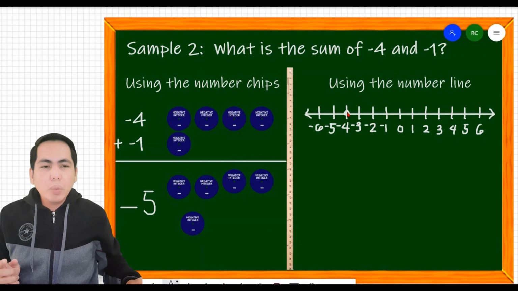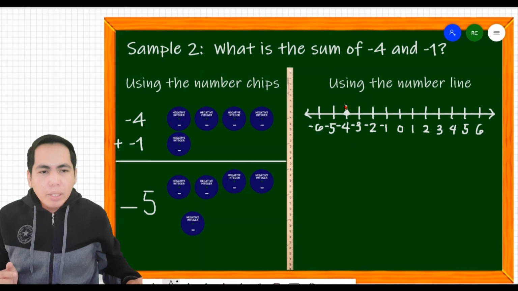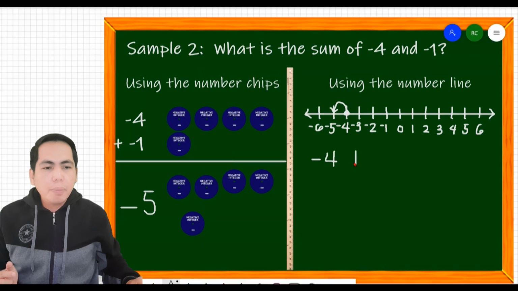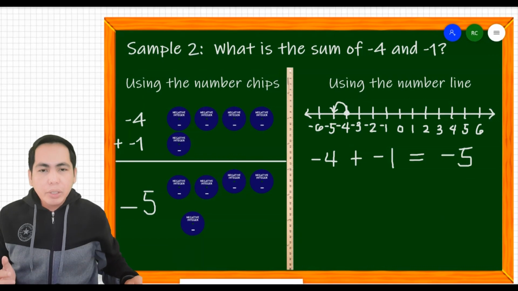And then we are going to add negative 1, so we have to move one step towards the negative direction. We move one step, 1, to give us negative 5. Therefore, negative 4 plus negative 1 will give us negative 5. Now let's have our third example.